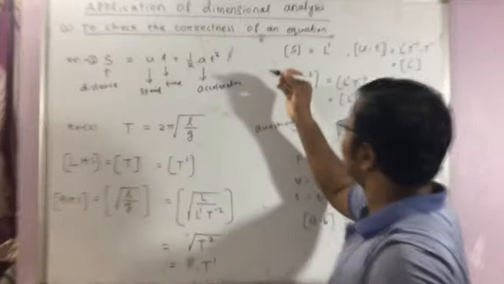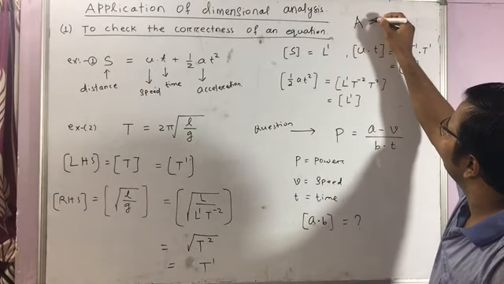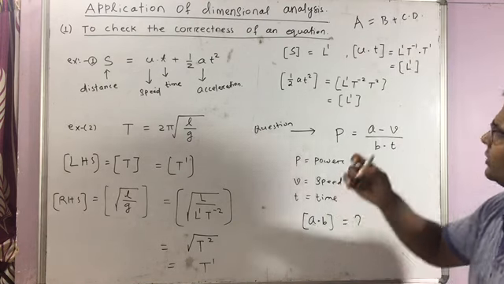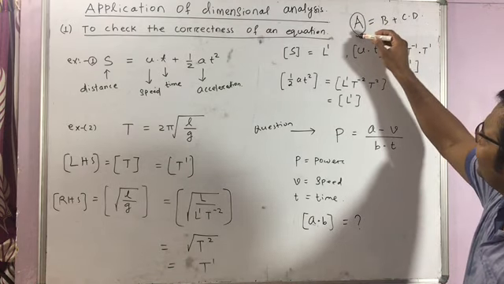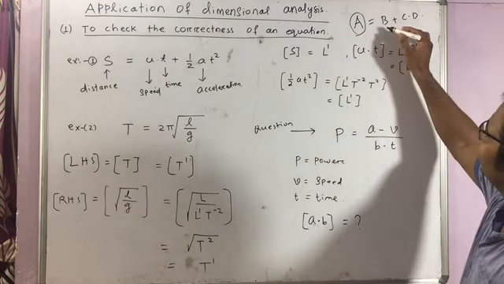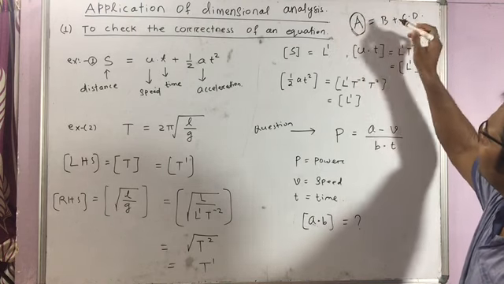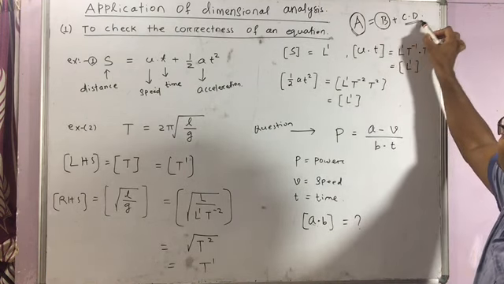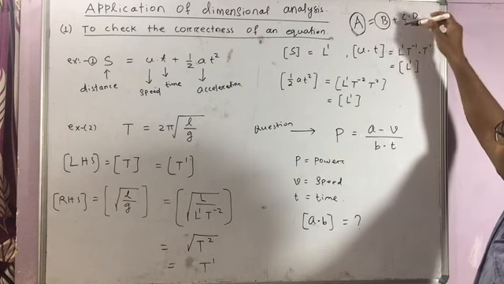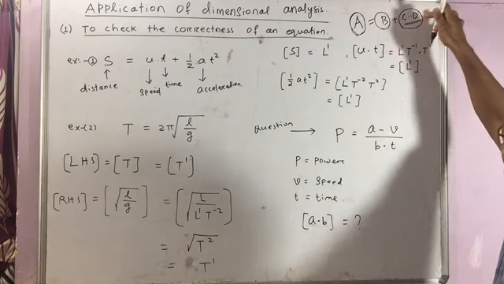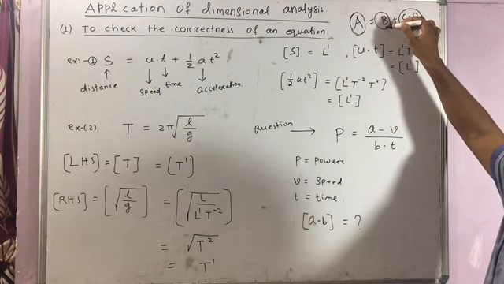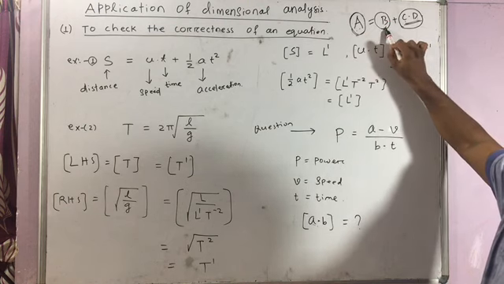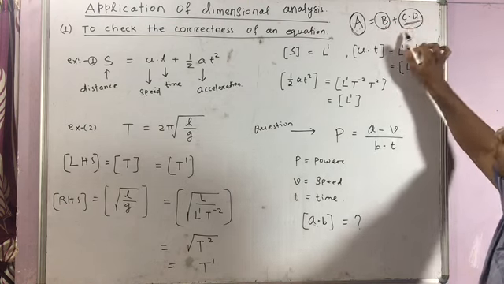Suppose a quantity A is there. A is equal to B plus C into D. Like this. Here the left side quantity denotes your A. The dimension of A must be equal to the dimension of B. B is added with C into D. It means C into D must have the same dimension as that of B and as that of A. So the dimension of A must be equal to the dimension of B, must be equal to the dimension of C into D collectively.